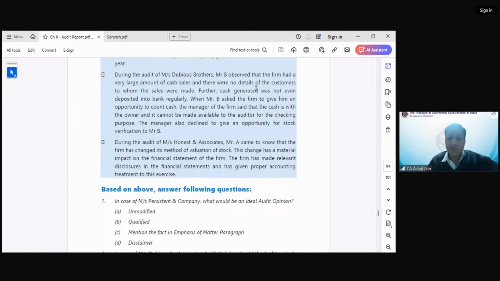Now, in the first question, when we are talking about Messrs. Persistent and Company, what would be an ideal audit opinion? Okay, so this option C you can ignore for the time being, because we have not discussed it, so some of you don't know. What do you think should be the final position which the auditor should take in this case? Unmodified opinion, qualified opinion, or a disclaimer?